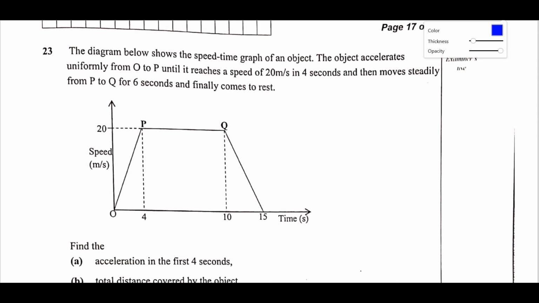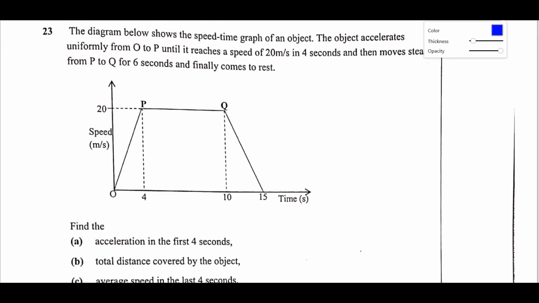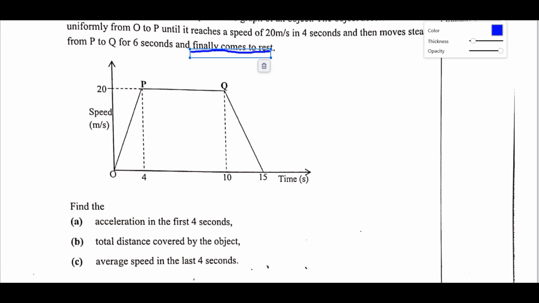So the last question is under the travel graphs. The diagram below shows the speed time graph of an object. The object accelerates uniformly from point O to point P until it reaches a speed of 20 meters per second in 4 seconds, and then moves steady from P to Q for 6 seconds, and finally comes to rest. So let's have a look at the first question. So the first question is all about the acceleration in the first 4 seconds. So acceleration is final velocity minus initial velocity divided by t.